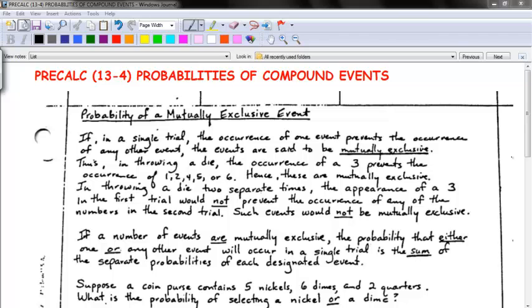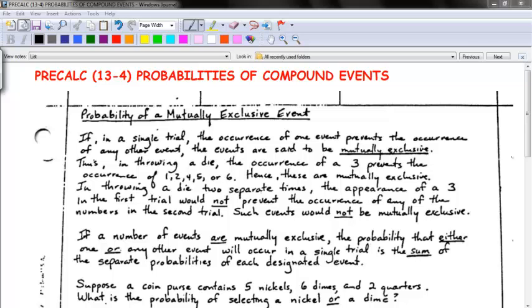If I roll this die twice, rolling a 2 on this one does not prevent me from rolling a 2 on the next one. So those are not exclusive. Basically that's what they're saying: the first trial would not prevent the occurrence of any of the others in the second trial, so those would not be mutually exclusive.